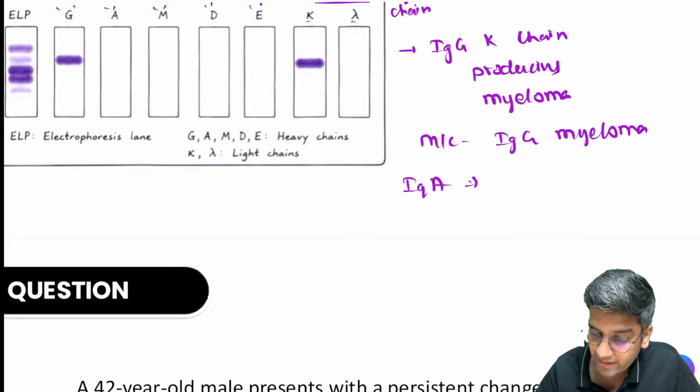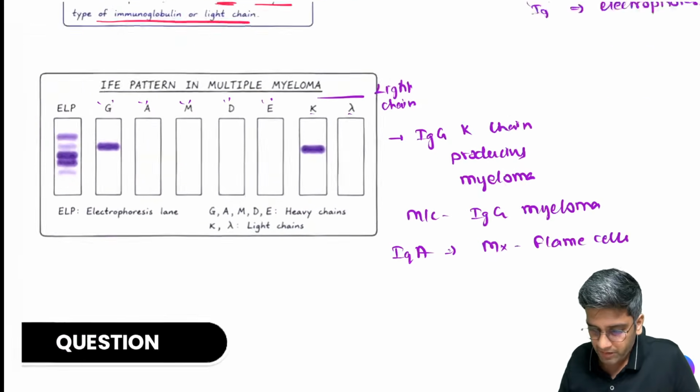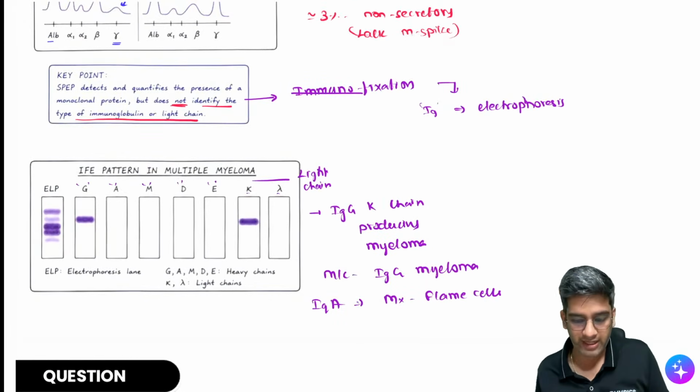IgA myeloma on microscopy might have a particular type of cells called flame cells. These are just extra information. If you feel like it, you can write about that. Okay, let me zoom out. That's a simple one essay question.